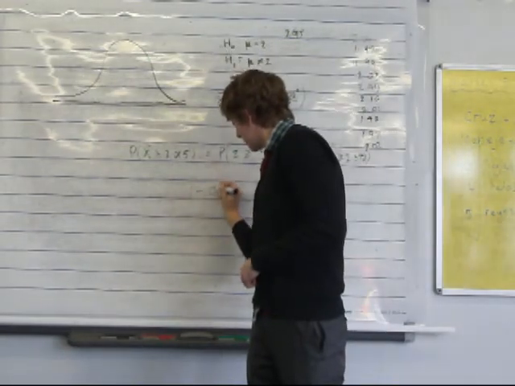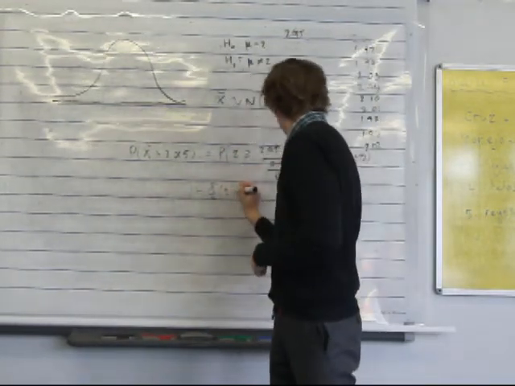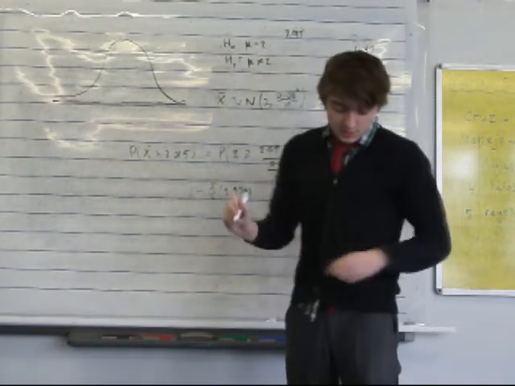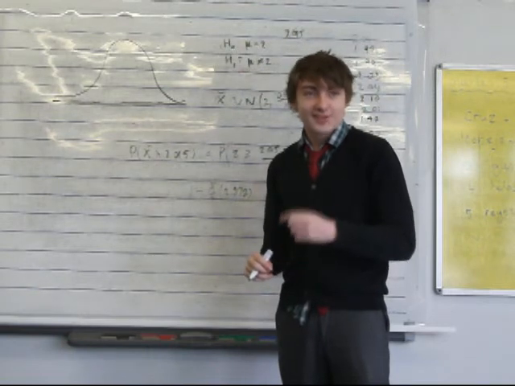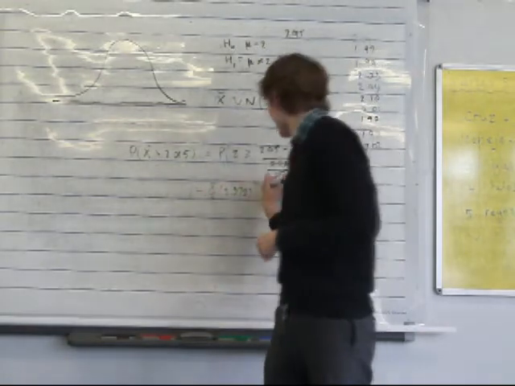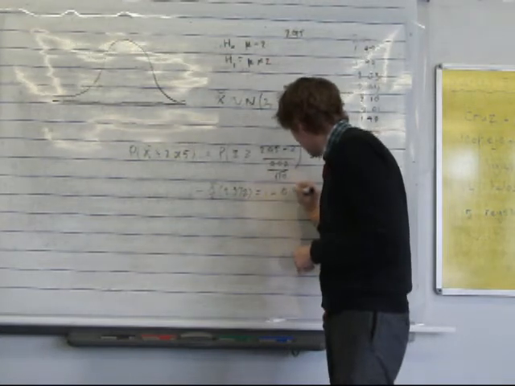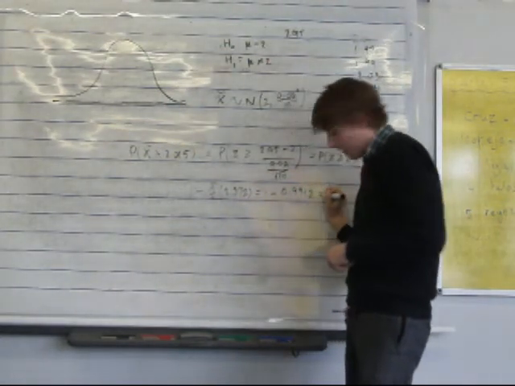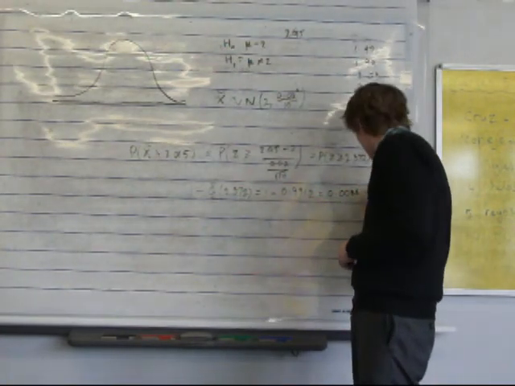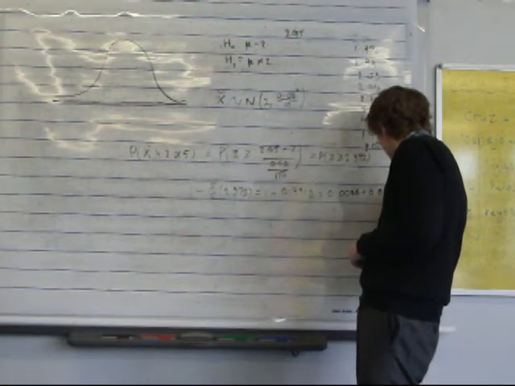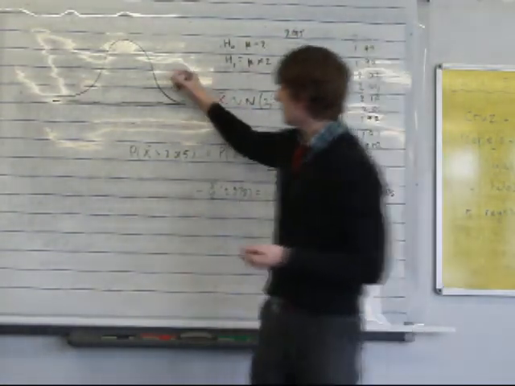Because it's a greater than or equal to, you can write this as 1 minus the probability of Z less than 2.372. Now, if you go to your normal distribution tables, you can see what that comes out to. So it's going to be 1 minus 0.9912, and that's going to come out at 0.0088, which is equal to 0.88%.